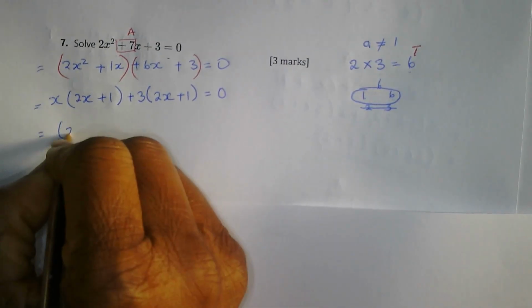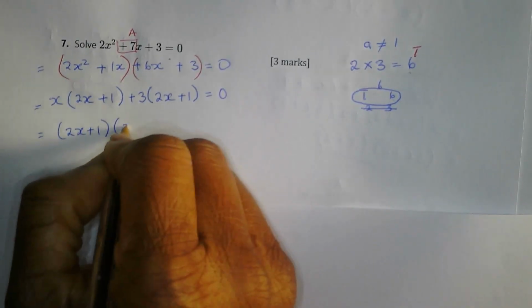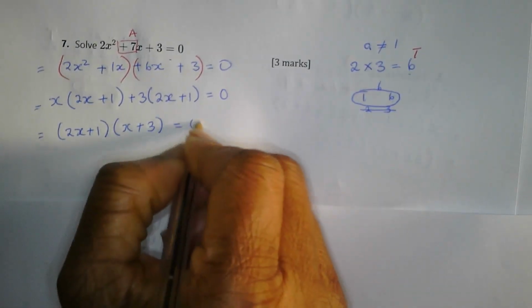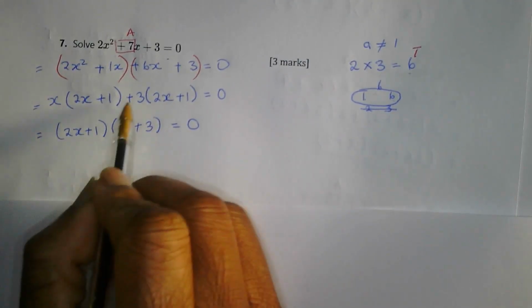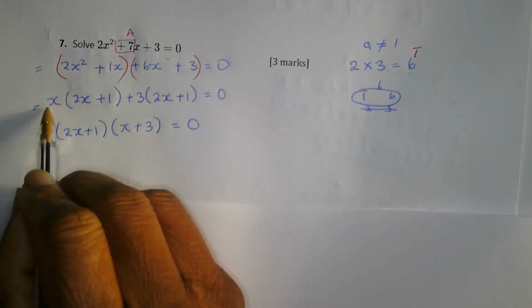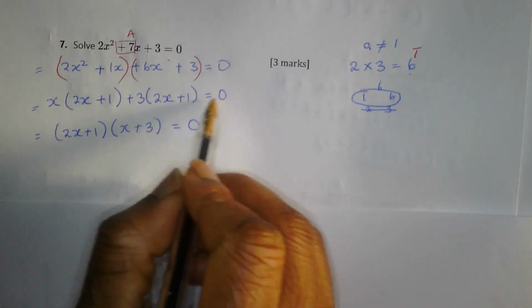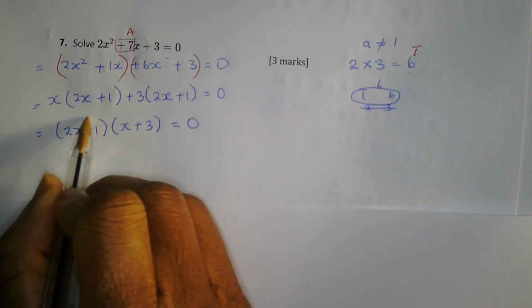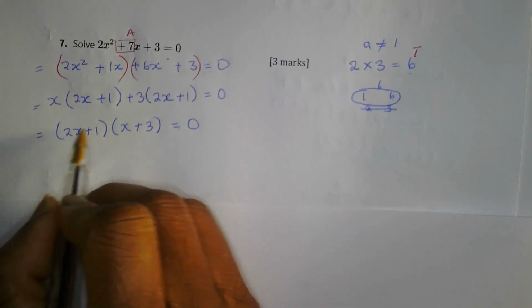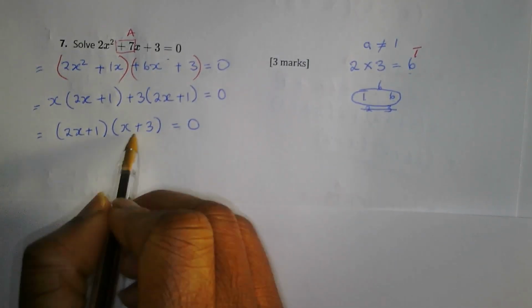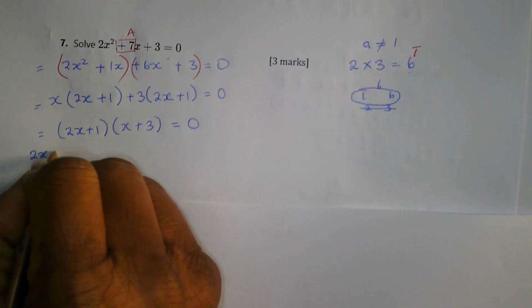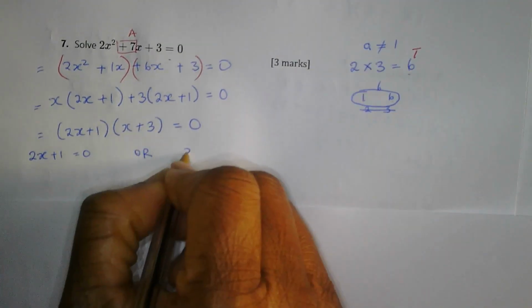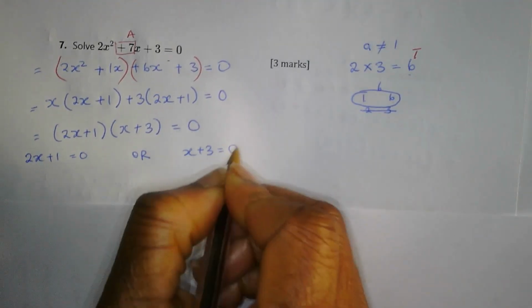That means 2x plus 1 times x plus 3 equals 0. We've just picked one of the identical brackets and then we've enclosed the bit on the outside inside the bracket. So x plus 3 equals 0. Now, it means that either this is 0 or that is 0, or both are 0, so that when you multiply them, you get 0. So it's either 2x plus 1 equals 0 or x plus 3 equals 0.